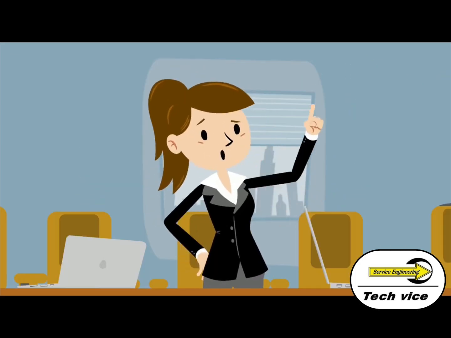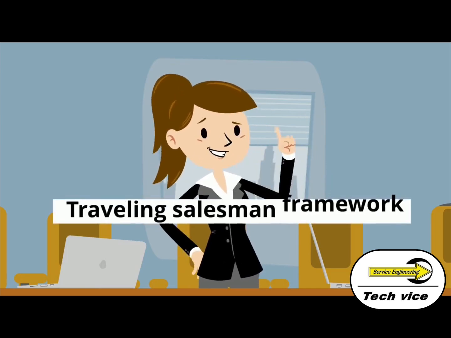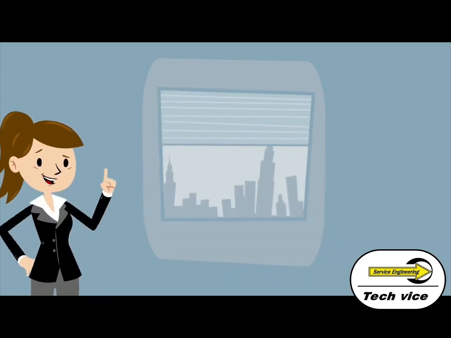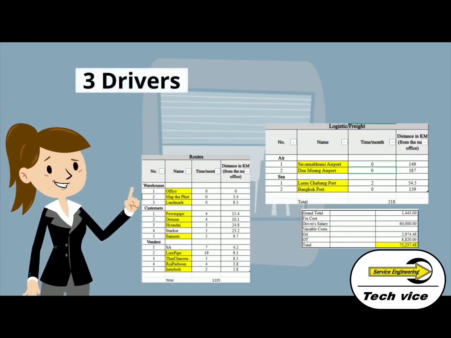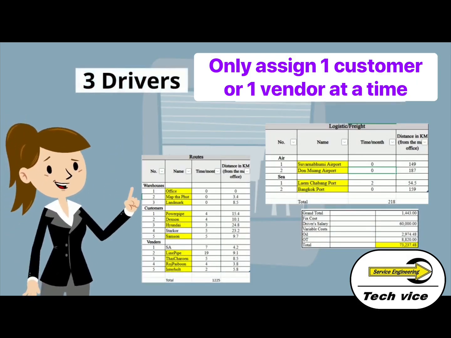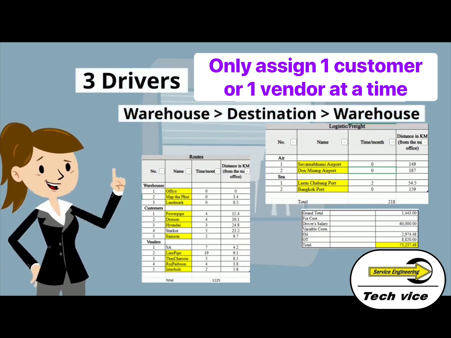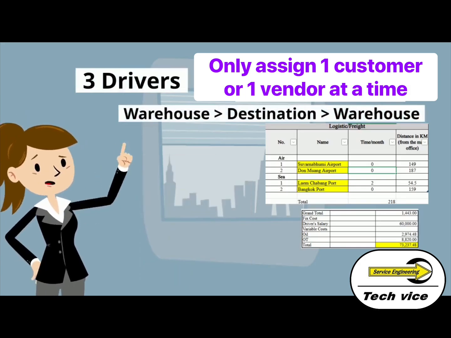Based on my experience as the network manager, I'm going to propose the traveling salesman framework to solve this network model issue. The problem that we're facing is that we only have 3 drivers, and they're all being assigned to one customer or one vendor at a time. What this means is that each driver is currently driving from the warehouse to the destination, then back to the warehouse, and they repeat this process for every single destination.